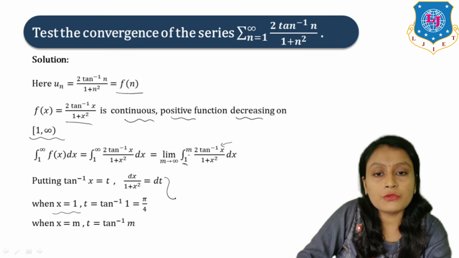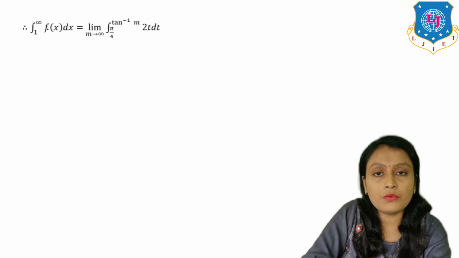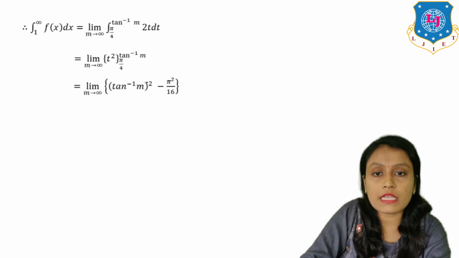Now we will substitute everything in this integration, so you will get the integral from 1 to infinity of f(x) dx is equal to limit m tends to infinity, integral from pi by 4 to tan inverse m of t dt. Just integrate this, so you will get t square by 2, the 2 will get cancelled, and just apply the limit. So you will get limit m tends to infinity, tan inverse m whole square minus pi square by 16. Now apply this limit, so you will get tan inverse infinity whole square minus pi square by 16.